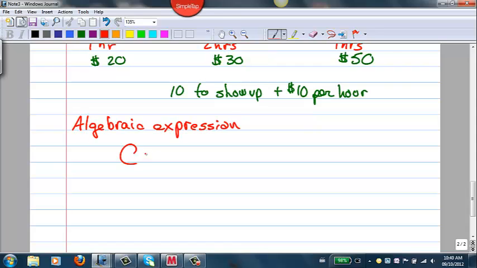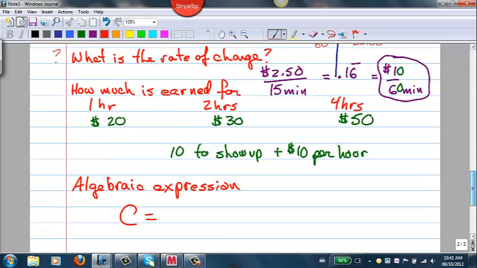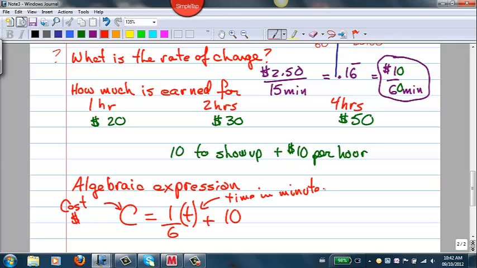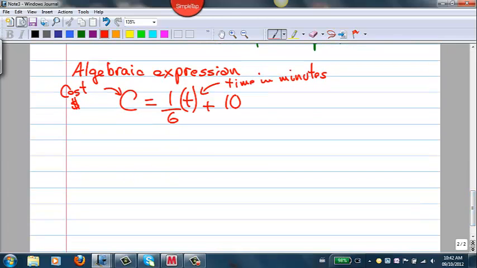An algebraic expression, well, we're looking at the dependent variable, so that's the cost, C, is equal to the rate of change, 1 over 6, times the independent variable, T, plus some constant. And the thing that doesn't change here is that it's going to cost $10 every time he shows up at a job site. So the cost C is equal to 1 over 6 times T, plus 10.